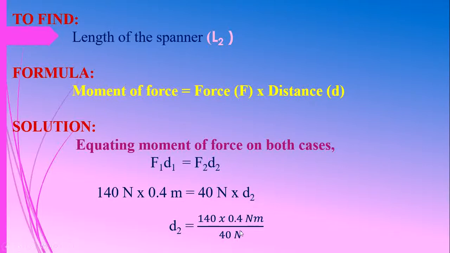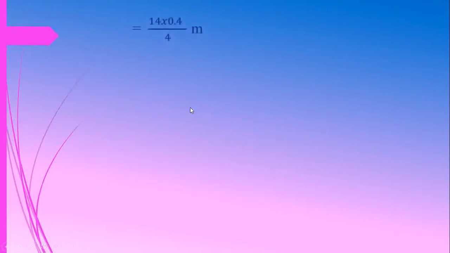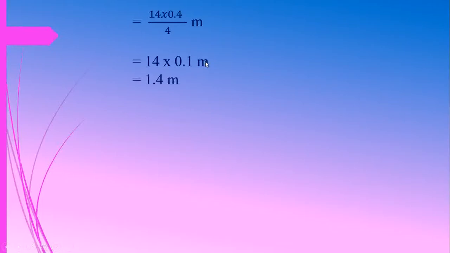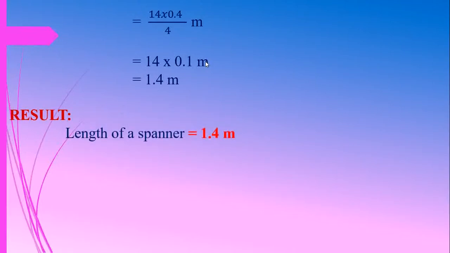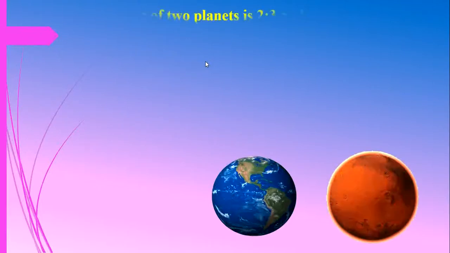Here Newton and Newton get cancelled. So, 14 into 0.4 by 4 meter. Here we have 0 in the numerator and the denominator also has 0, so 0 and 0 get cancelled. Now, divide 0.4 by 4, we get 0.1. That is 14 into 0.1 meter, we get 1.4 meter. So, the length of the spanner is 1.4 meter.